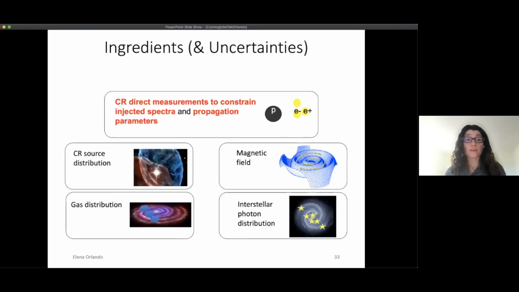Moreover, there are ingredients of the GALPROP code that are also a major source of uncertainty. The usual method is the following. We use cosmic ray direct measurements to constrain the injected spectrum and propagation parameters, for a given cosmic ray source distribution, best constrained possibly with gamma rays, and given a gas distribution to produce secondaries, also important for synchrotron. And we also need the magnetic field and interstellar photon distribution models. All of these need to have a 3D formulation.